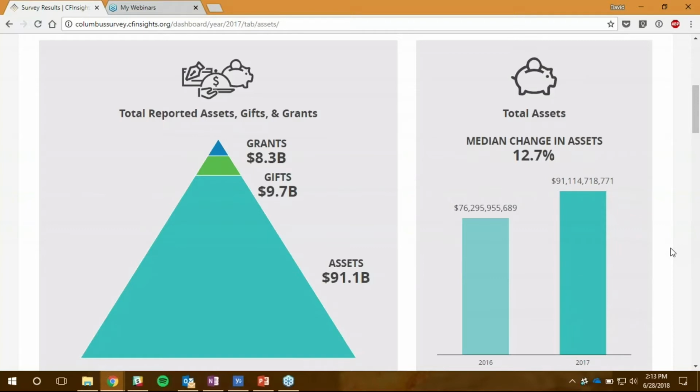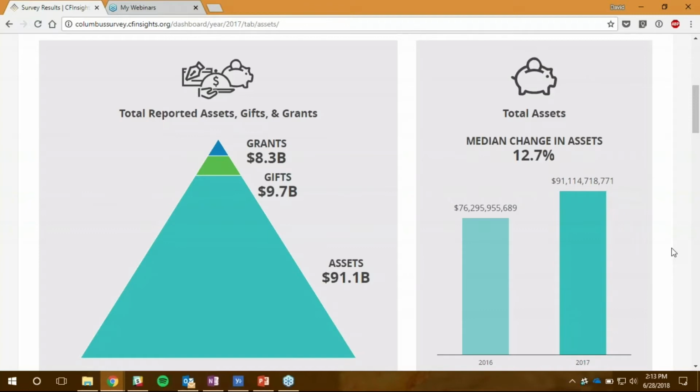I would say that one of the main takeaways, if not the main takeaway, from this year's Columbus survey is that we saw accelerated asset growth throughout the entire field. And you see the median right there. That median is in the double digits, 12.7%. And this is following a 2016 whose median was about 5%. So we saw some really healthy acceleration of asset growth this year. And the majority of survey respondents did experience asset growth of more than 10%.